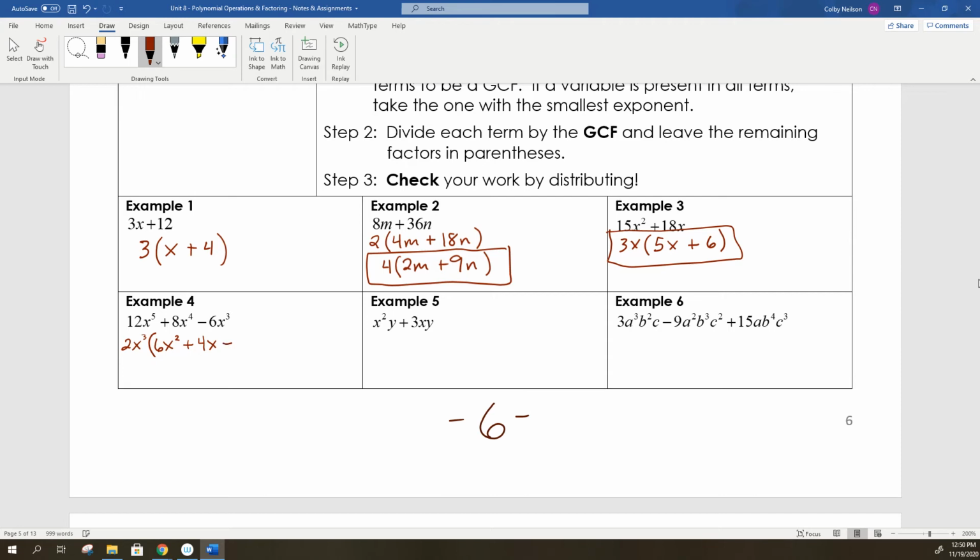Minus 6, which is 6 divided by 2, 3, and then the x to the 3rds divided give me 1, so now I'm left with this. And I look at the numbers 6, 4, and 3, and you're right, I cannot divide that any further.